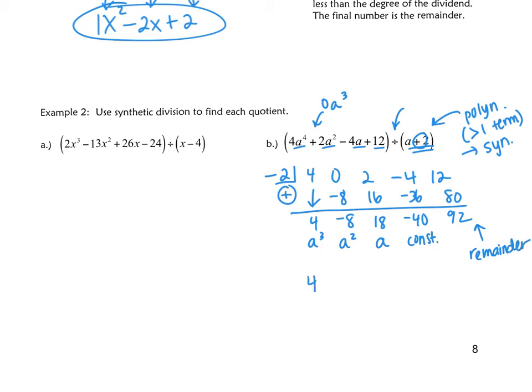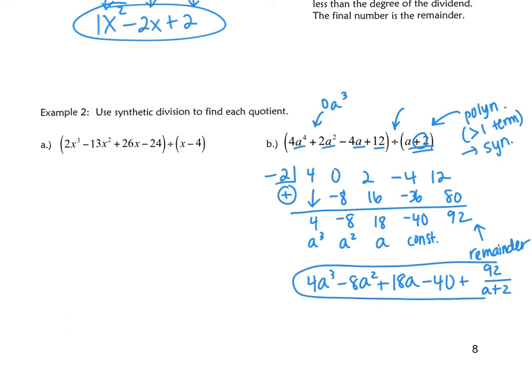So we have 4a cubed minus 8a squared plus 18a minus 40. Our remainder is what we couldn't divide by that a plus 2. So it'll be a fraction. This is our final answer.